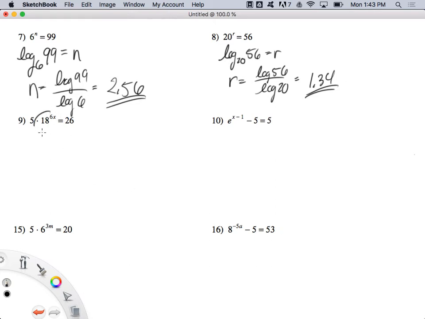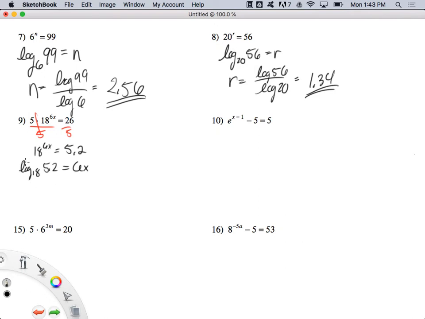Okay. Next one. Number 9. The problem here is I've got this exponential, but it's not alone because there's this 5 here, you see? I have to get it alone first, so what should I do? Divide? Very good. I divide both sides by 5. I get 18 to the 6x equals 5.2. Now I can write it in logarithmic form, which is log base 18 of 5.2 equals 6x.